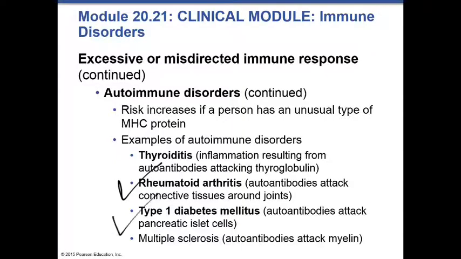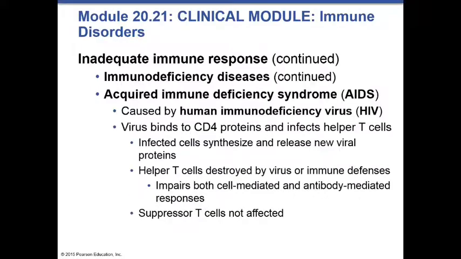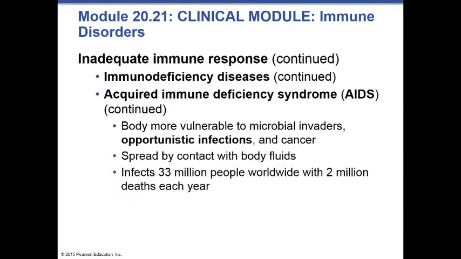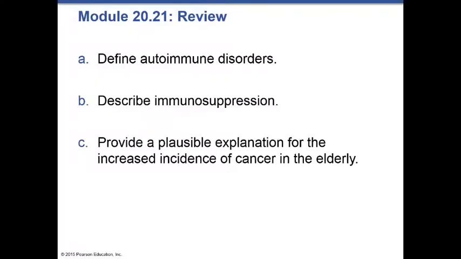Diseases like rheumatoid arthritis, inflammation associated with type 1 diabetes, and multiple sclerosis are all autoimmune. Graft rejection, when a tissue is no longer accepted. Oftentimes we think about the blood cell connection, but it's a lot more than that. And then even allergies being really an excessive or misdirected immune response. So take a look at those last few slides, and that finishes up the section on the lymphatic system.